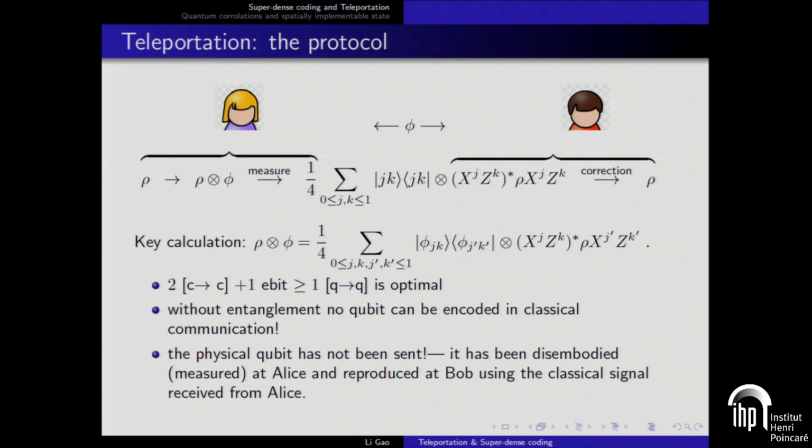So here again, this trade-off of 2 classical bits of transmission plus 1 entangled bit to realize 1 qubit transmission is optimal. And without entanglement, actually no quantum information can be encoded into a classical channel. Here teleportation means the phenomenon that this single state rho has not been sent. It has been measured at Alice's side and reproduced at Bob's side. That is what the word teleportation means.